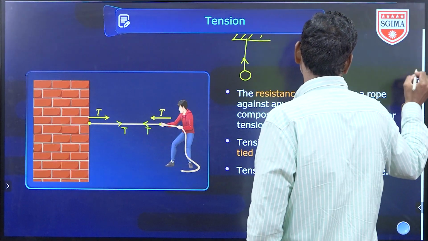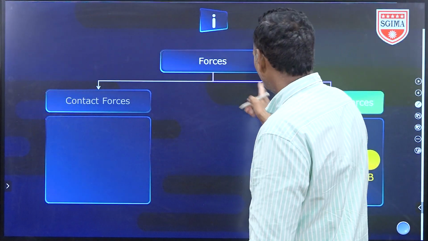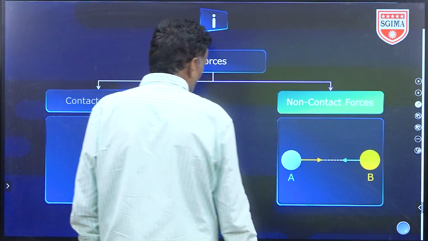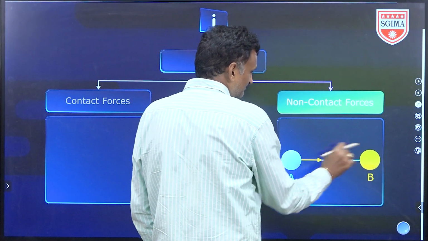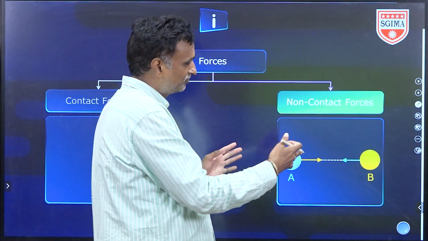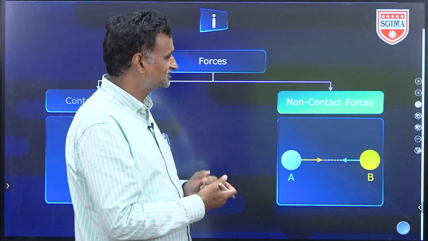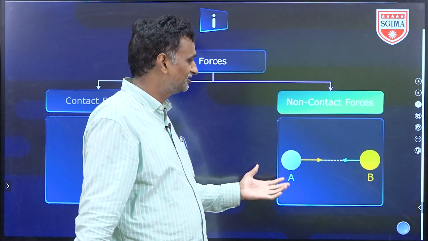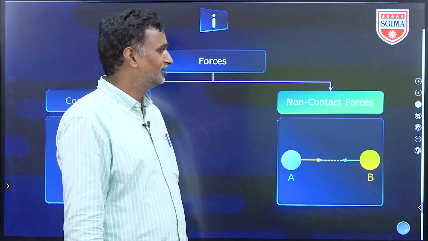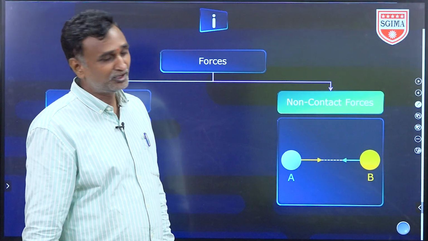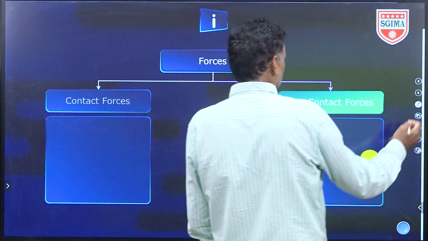Next, the second case, non-contact forces. They exert force on each other from a very long distance. Such forces are called non-contact forces. Examples I told you: gravitational force, electrostatic force and magnetic force come under non-contact forces. Next slide we will see.